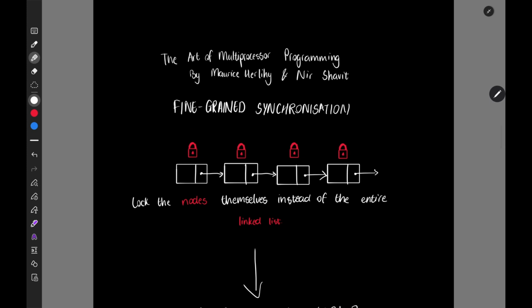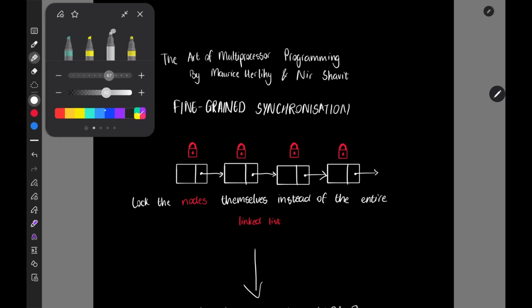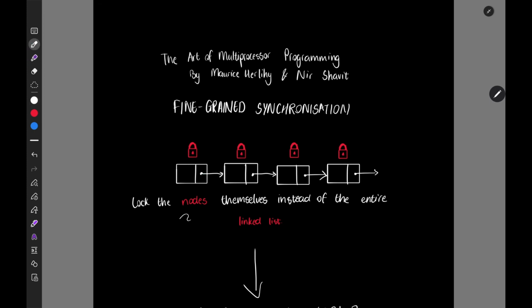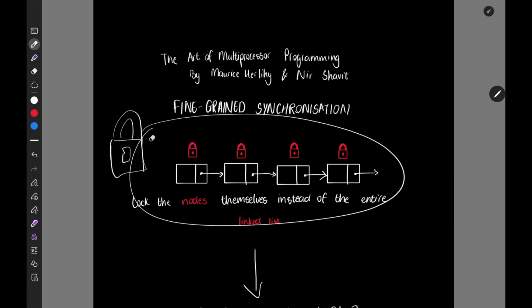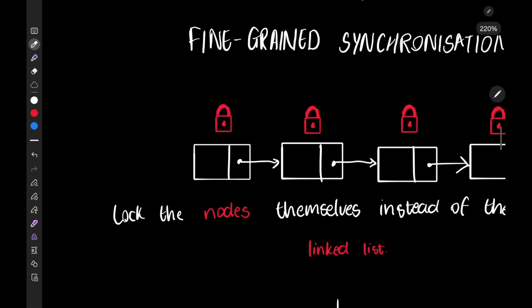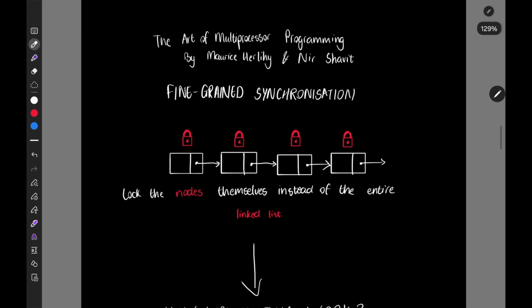We spoke about coarse-grained synchronization where you have a single lock for the entire linked list. However, with this one, we noticed that there was a problem. We're not taking full advantage of the possibilities with concurrency, right? We realized we were kind of losing out on efficiency, so to speak. And so a better method would be, instead of having a single lock for the entire linked list, we lock the individual nodes of the linked list.